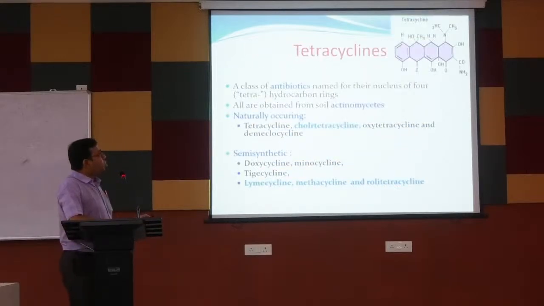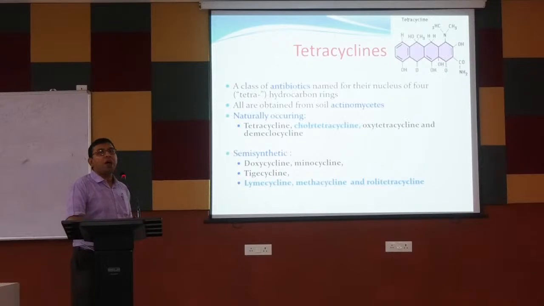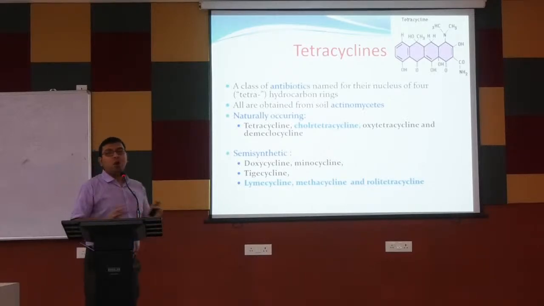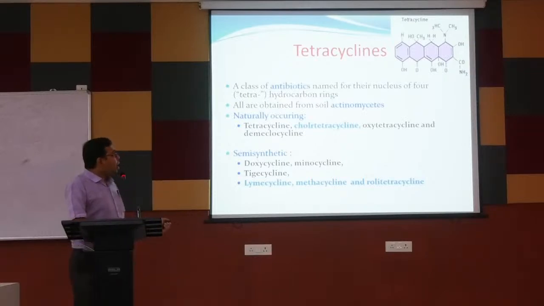So tetracyclines. Tetra, that is why there are 4 rings. A class of antibiotics named for the nucleus of 4 hydrocarbon rings. All are obtained from soil actinomycetes. They can be divided into either naturally occurring or semi-synthetic. Naturally occurring tetracyclines are tetracycline, chlortetracycline, oxytetracycline, and demeclocycline. Of this, chlortetracycline is not used nowadays. Tetracycline, oxytetracycline, and demeclocycline are used.